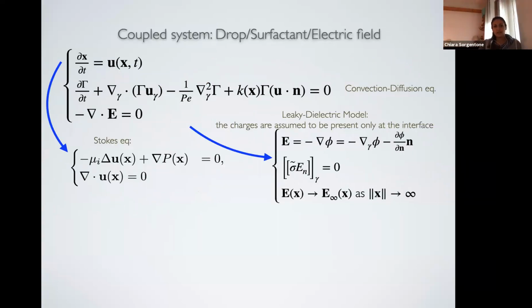So we have a system for the drop, the surfactant, and the electric field. So dX/dt equals U, where X is the surface of the drops, and U is the velocity. And as I said, we have the convection diffusion equation for capital Gamma, where capital Gamma is the surfactant concentration. So we can see the first term is the convective term, then we have the diffusive term that depends on Pe, which is the Peclet number. And then the last term, Gamma U dot n, is a stretching term. So it takes into account the fact that the drops can also stretch.